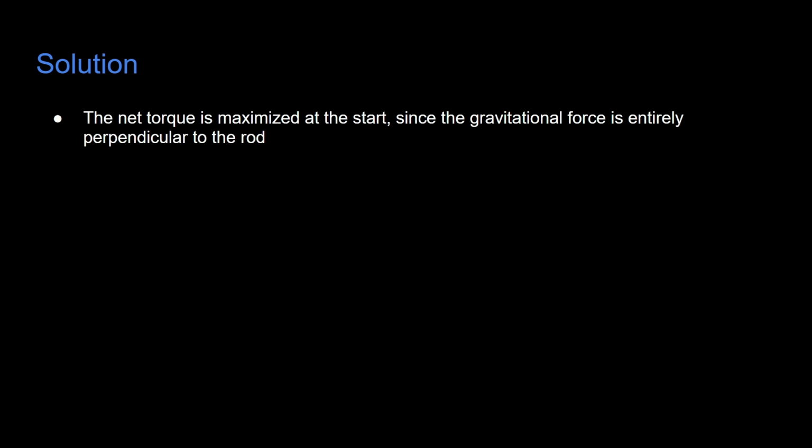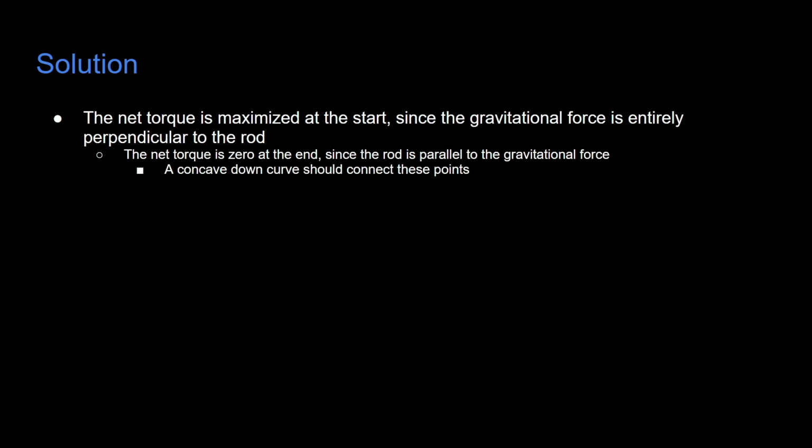So here's our solution. First, let's think about the torque graph. The torque is maximized at the start since the gravitational force is totally perpendicular to the rod at that point. So you're getting maximum torque. And then at the end, the rod is not at all perpendicular to gravity, so there's no torque at the end. And I know a concave down curve should connect these points.